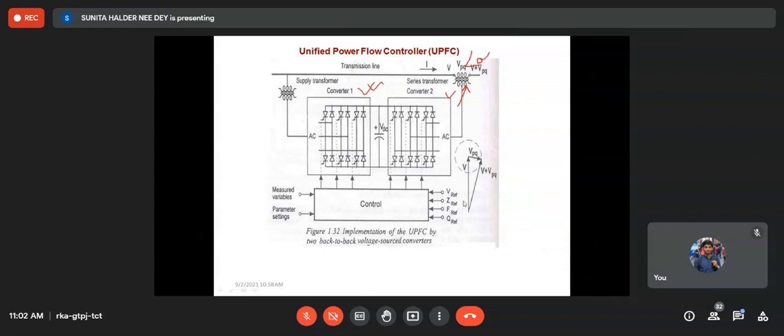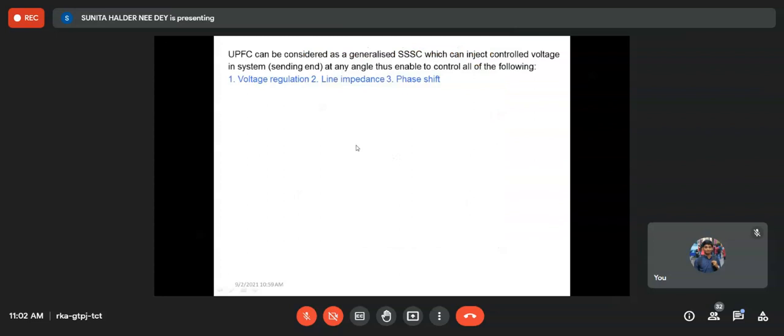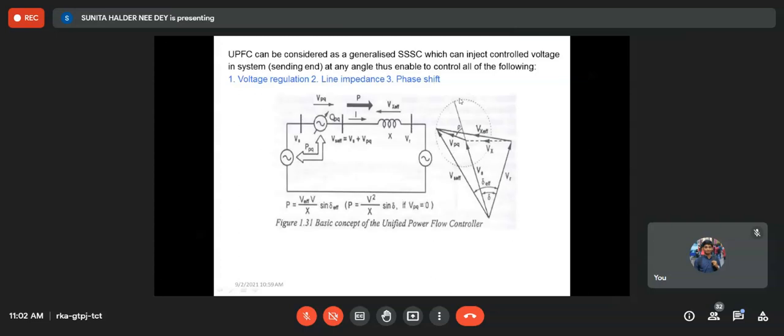So actually if this is the voltage V, then VPQ may be added at any angle 0 to 360 degree. So now what will be the effective voltage? The locus of the tip of the effective voltage will move on this circle, right? Now using this UPFC, we can control voltage, line impedance as well as phase shift. Voltage regulation means voltage drop regulation. Line impedance control means series compensation. Phase shift means controlling of the power transfer. Because if you can control the load angle between the two voltages, then you can control the power transfer easily. So actually this is the thing. So voltage can be added at every point.